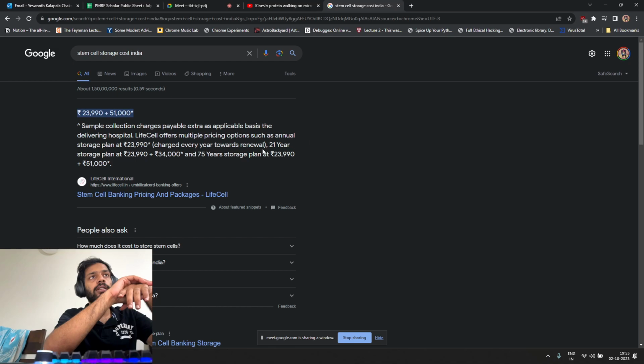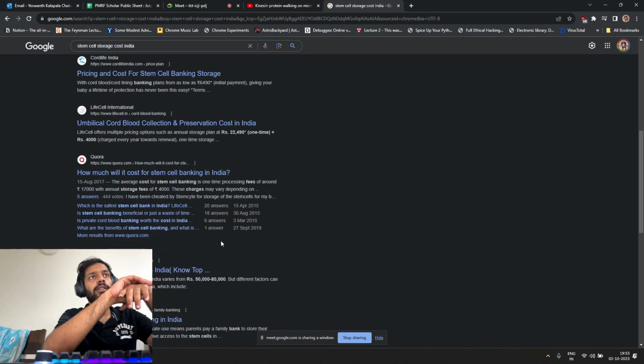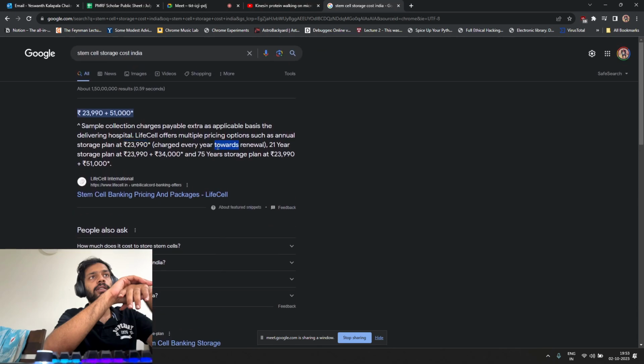To store stem cells for 21 years, it costs around 50,000, and for 75 years, it costs around 75,000. And every year post that, I guess there is a 23,000 or 24,000 renewal cost. I think yearly charges are 50,000, sir. Is it? Okay. Yeah, so it says 21 year storage span at 23,990 plus 34,000. I don't know what that means. I guess if you decide to store for 21 years, you will have to yearly pay 23,990 plus a base fee of 34,000 or something like that.